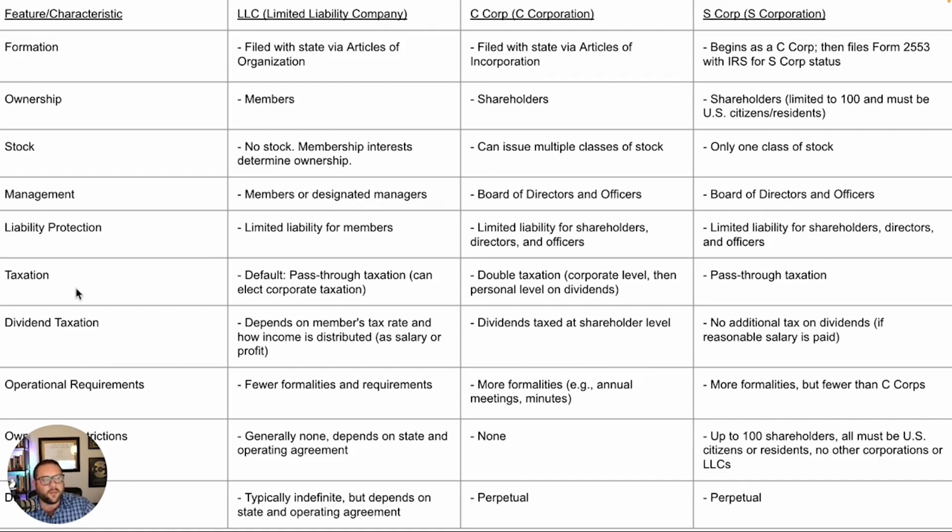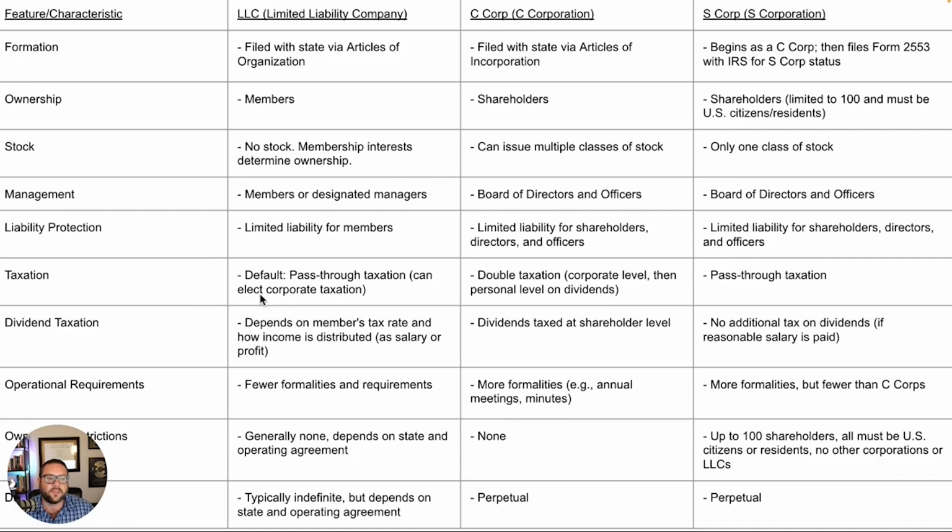Now, if you look at liability protection across all of them, the LLC has limited liability for members. The C Corp has limited liability for shareholders, directors, and officers. And the S Corp has limited liability for shareholders, directors, and officers. So all three of them have great protection on liability, which is the whole purpose of why we would make a company anyway. The next thing is taxation. And this is where it's really important to choose the right type of company.